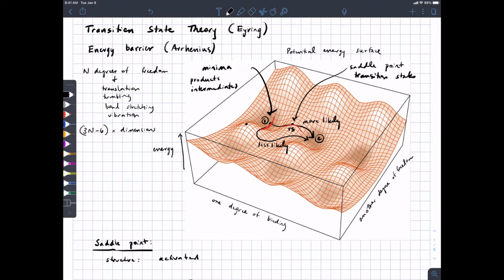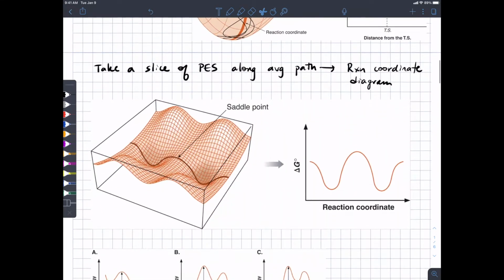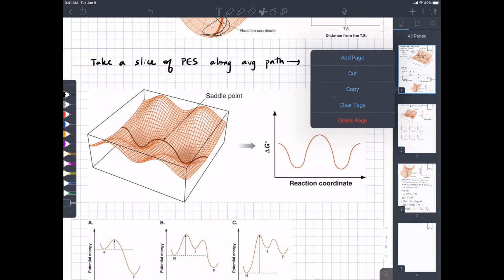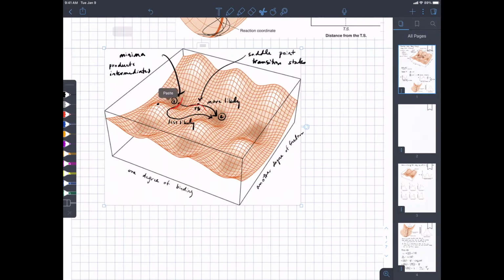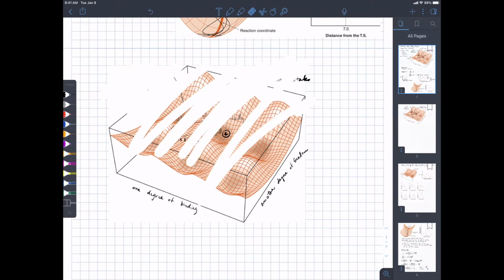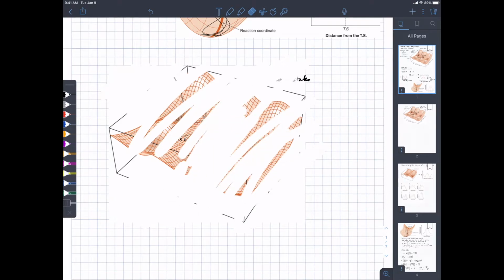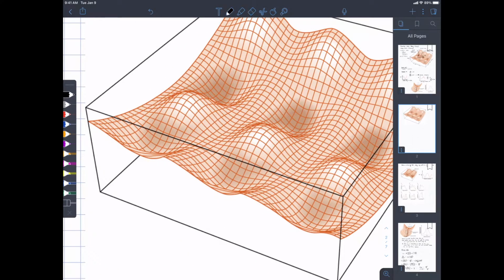I kind of want to copy this image and move it down so that we can erase some of the things, and maybe erase some of what I've written here, so that we can sort of zoom in on one of these saddle points. So yeah, our question is, what makes the peak and the saddle point different?